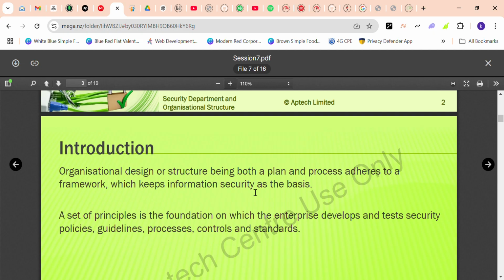So we have different types of frameworks. Any structure or design the organization creates has to be tailored based on a particular framework and a set of principles, the foundation on which the enterprise develops and tests security policy, guidelines, processes, controls and standards. These are the set of principles that will help us in testing security policy, guidelines and the rest, and the processes, controls and standards. So this will do that for us.